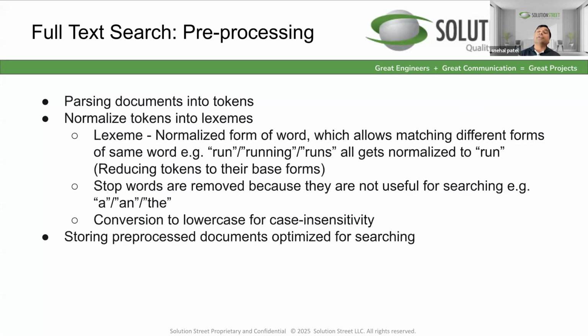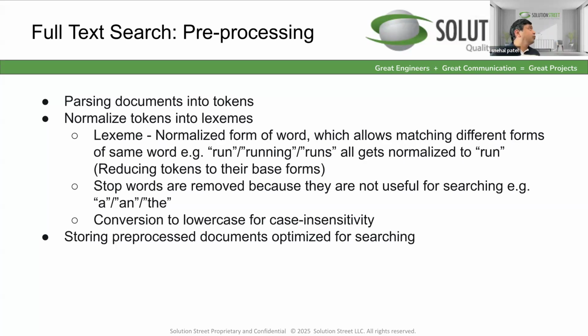So what exactly is involved in pre-processing? In pre-processing, the document is passed into a tokenizer. Basically, the text is broken down into individual words or logical units. Then next, the tokens are normalized into lexemes. So what exactly is a lexeme? It's a normalized or base form of a given word. For example, run, running, runs, all get normalized to the lexeme run.